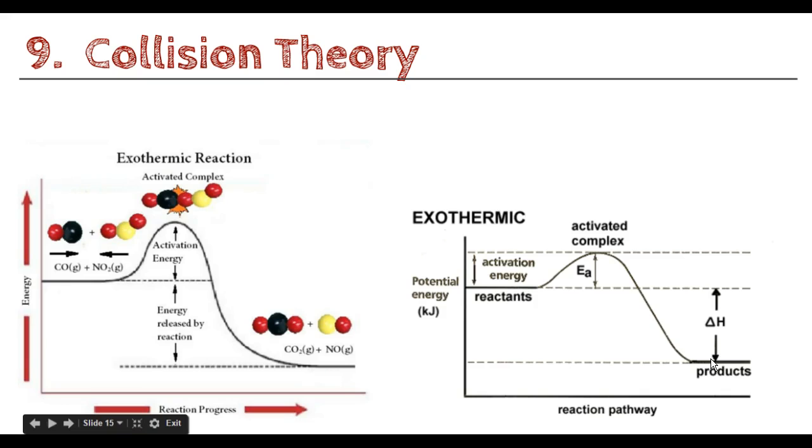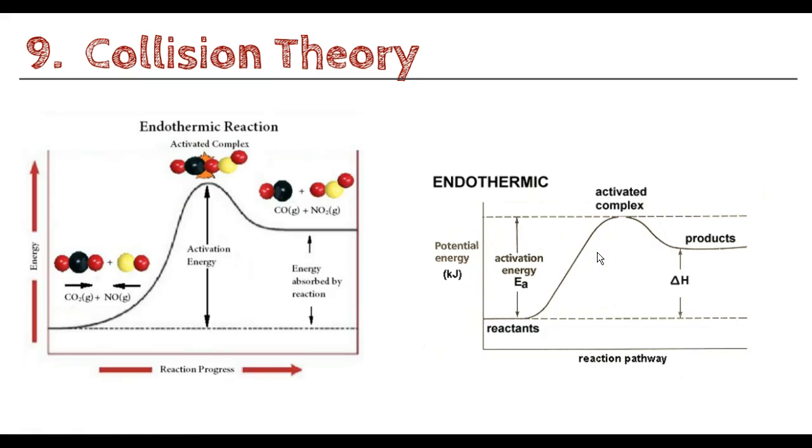Okay, so essentially, the distance between my products and my reactants represents the delta H, or the enthalpy for that reaction. Okay, as discussed before, the activation energy is the difference between the energy of my reactants and the energy of my activated complex up here at the top of my energy hill. And sometimes we call that EA. We symbolize that with EA.